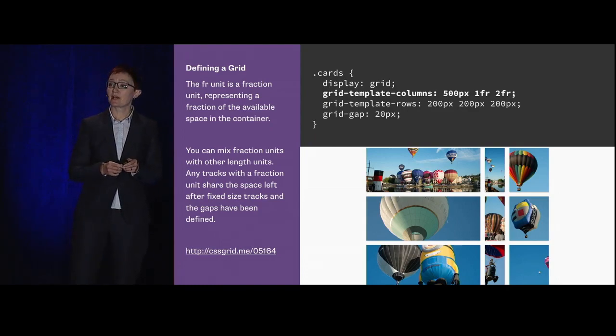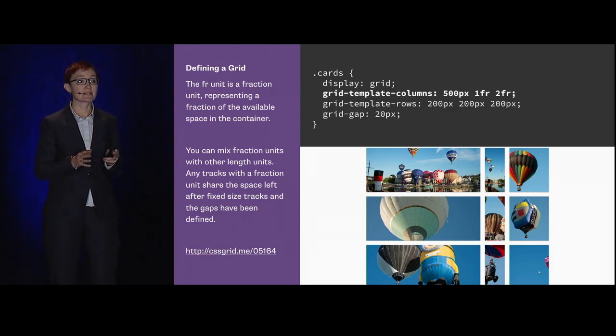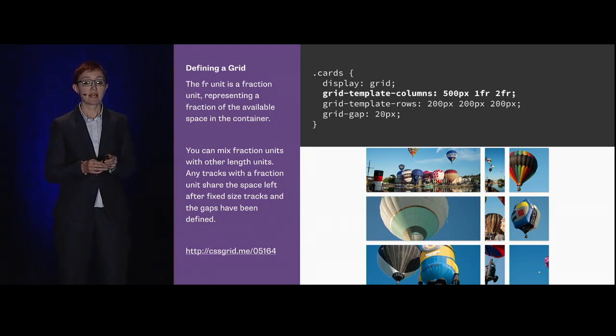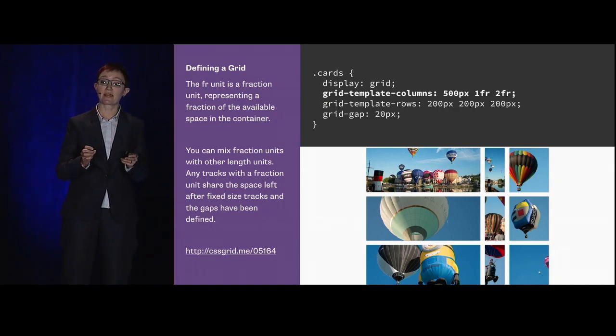The nice thing about fraction units is that they assign a portion of the available space. So you can mix them with absolute tracks, so tracks that are set with pixels, for instance. My first track here is 500 pixels, and then I've got a 1 fraction unit track and a 2 fraction unit track. So we take away the amount that we need for our 500 pixels and also any gutters, and then the rest of the space we share between our 2 flexible tracks.